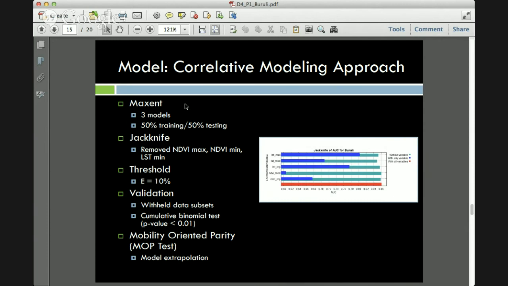We also wanted to take a look at the potential for model extrapolation, so we performed a mobility-oriented parity test, or MOP test.